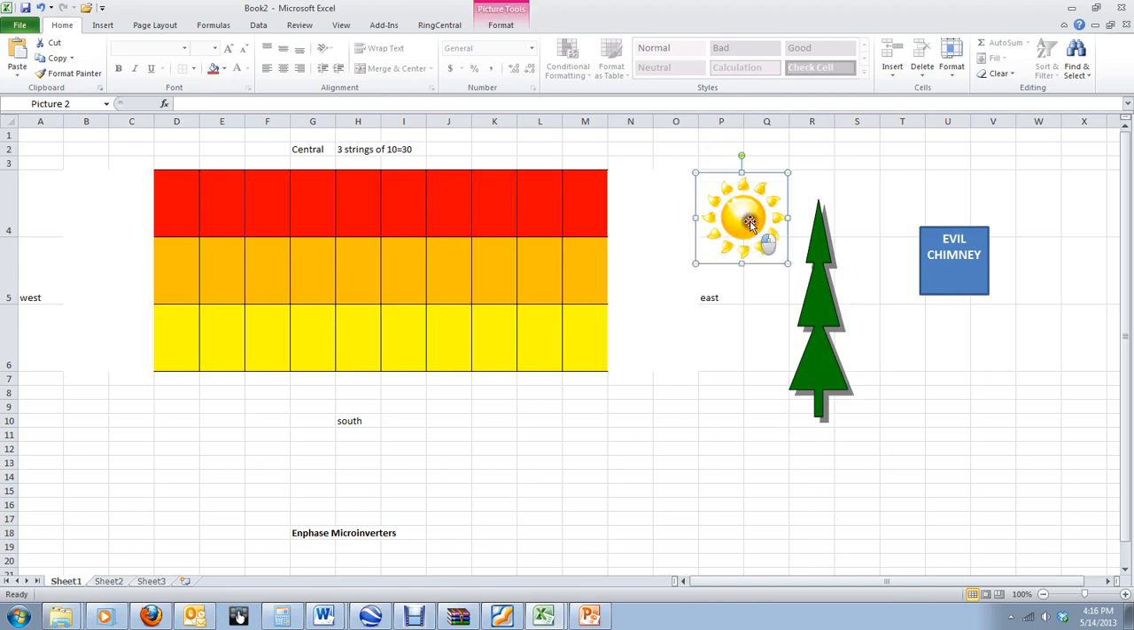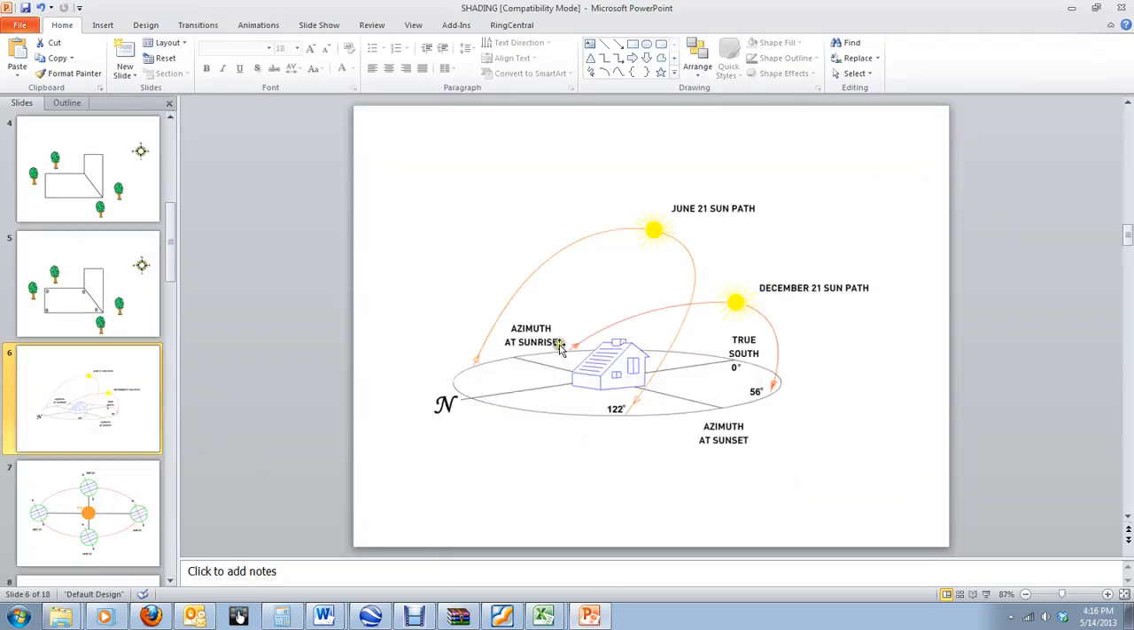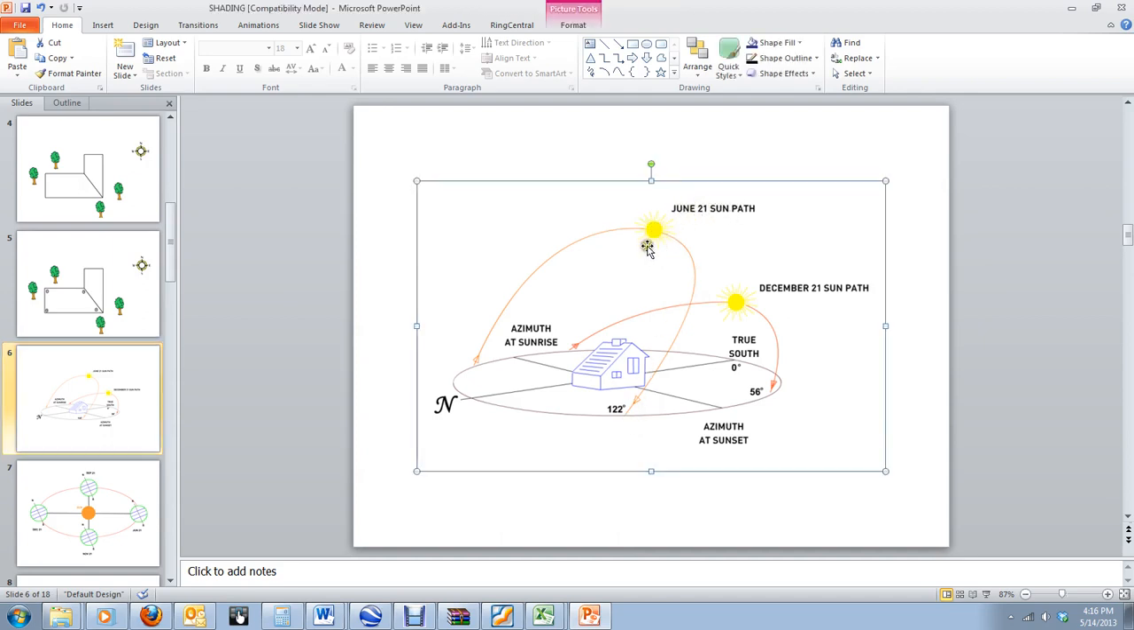So the sun rises in the east and sets in the west, and this is kind of the way that it goes. Let's go back to our little production here. So this is north, so the sun is rising in the east and setting in the west. This is June 21st of the year. If you notice, the sun is very high in the sky in the summer months, and then on December 21st, the sun is very low in the sky.